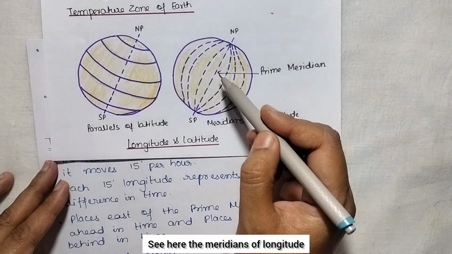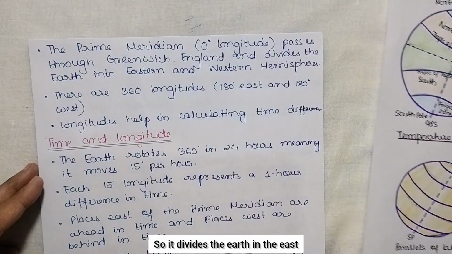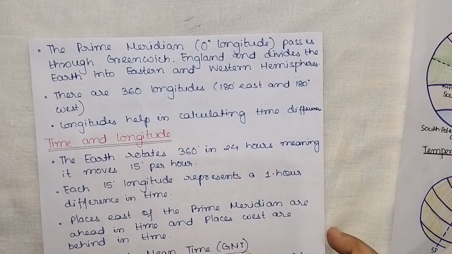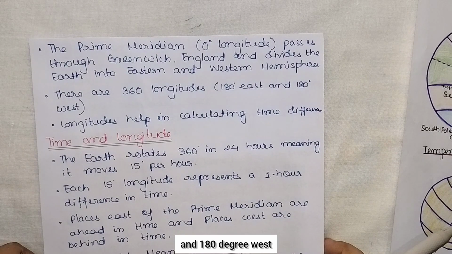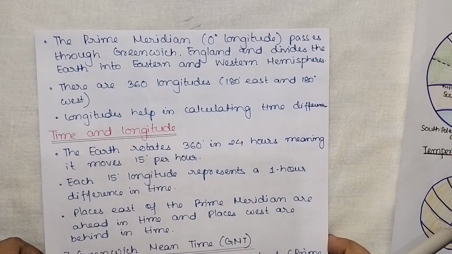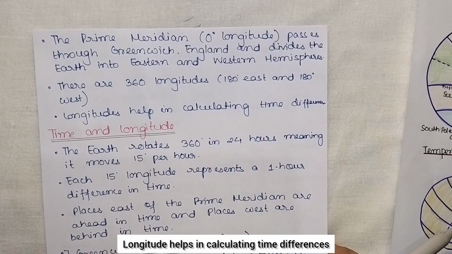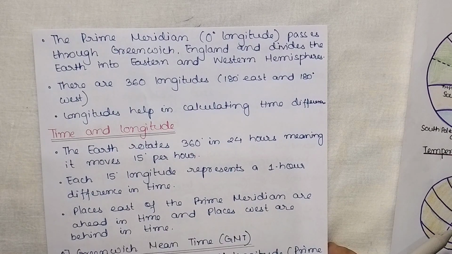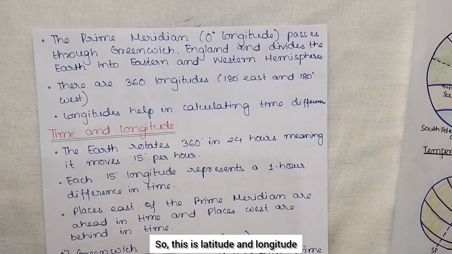See here the meridians of longitude, this is the prime meridian. It divides the earth into the east and the west hemisphere. There are 360 longitudes, that is 180° east and 180° west. So 180° longitudes are there on the east side and 180° longitudes on the west side. So in total we will see 360 longitudes. Longitude helps in calculating time differences, and with the help of longitude we can calculate the time difference. Okay, so this is latitude and longitude.